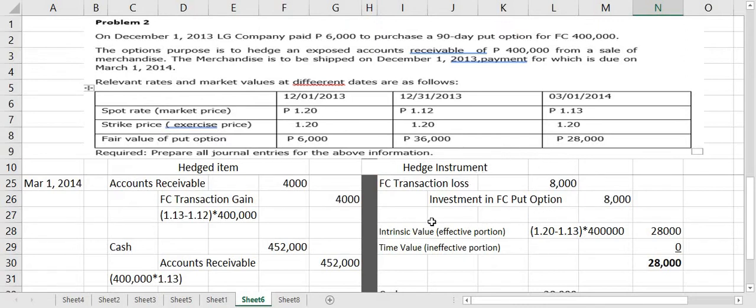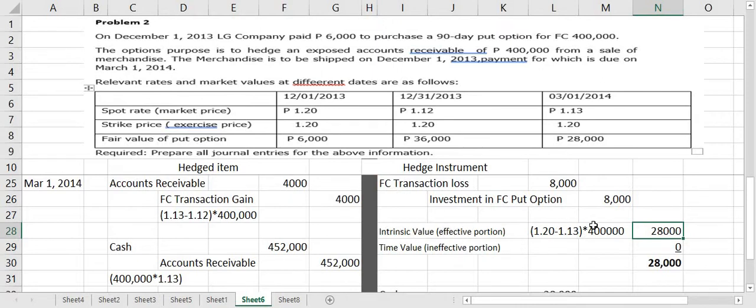Now, to compute the intrinsic value and the time value of the remaining 28,000 fair value on March 1, 2014, the intrinsic value is: our strike price is 1.20 and our spot rate is 1.13. The difference, multiplied by the notional amount of 400,000 foreign currency, gives you 28,000 intrinsic value. Therefore, the 28,000 remaining fair value of our put option is attributable only to the effective portion, or the intrinsic value.